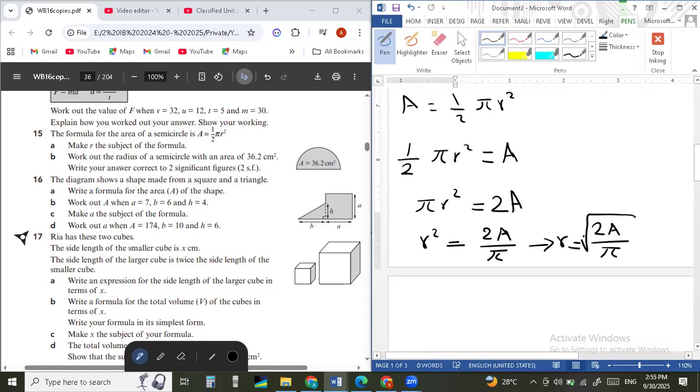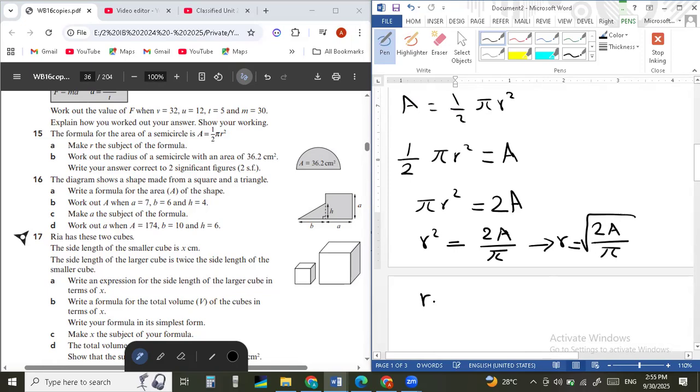Now I made r the subject of the formula. They're telling you here, where's the question? Work out the radius, which is r, of a semicircle with an area 36.2. So they're telling you that the area is 36.2. Write your answer correct to two significant figures. No problem at all. So they're telling you that A is 36.2.